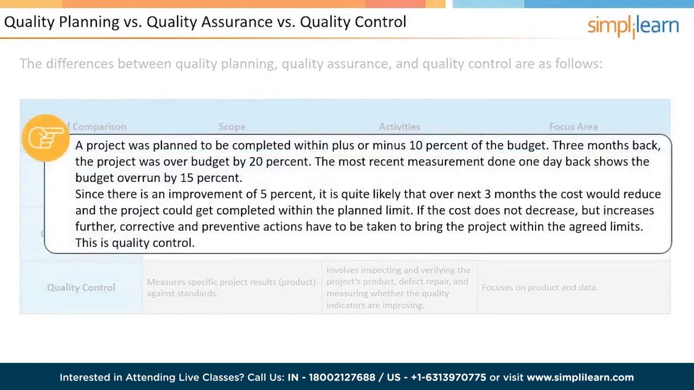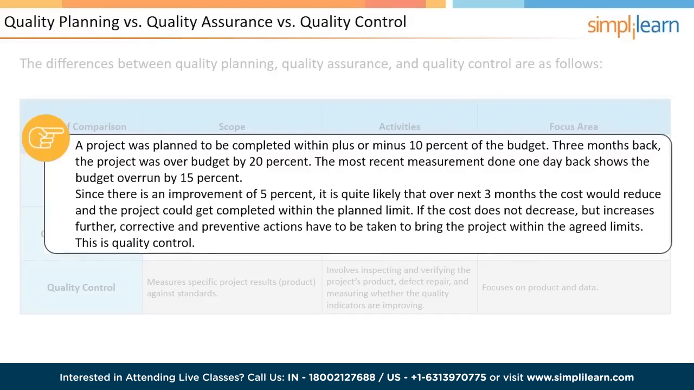For example, it was planned as part of quality management that the project would get completed plus or minus 10% within the cost budget. Three months back, when the measurement was done, the project was over budget by 20%. When the measurement was done a day before, it was only 15% over budget. Therefore, the project has shown an improvement of 5% in the last 3 months, and it is quite likely that over the next 3 months, the project may get within the planned limit of 10%.